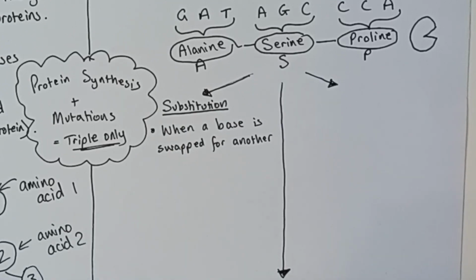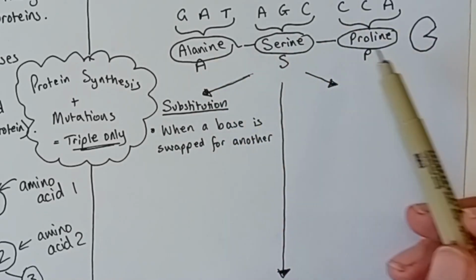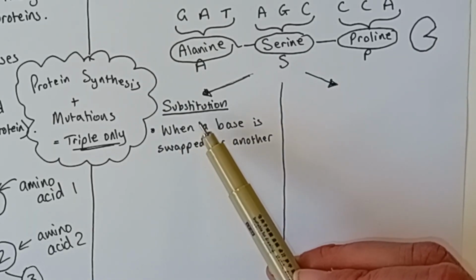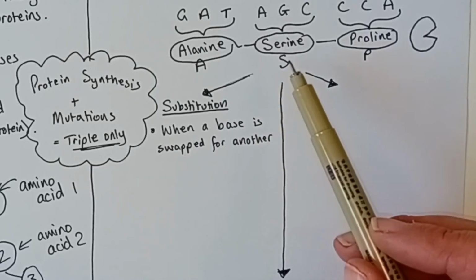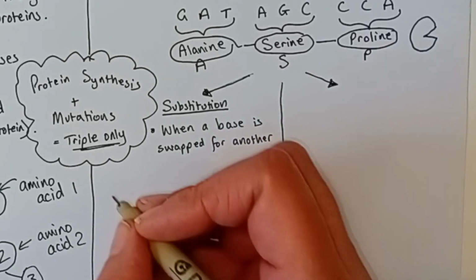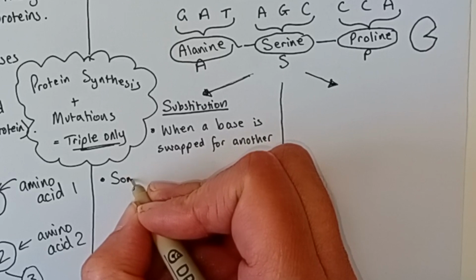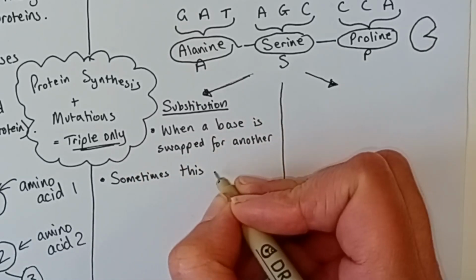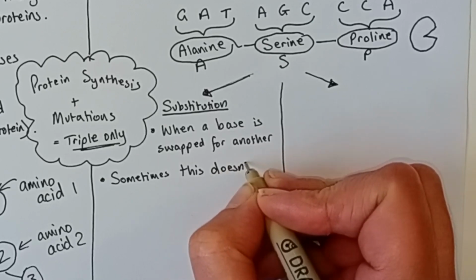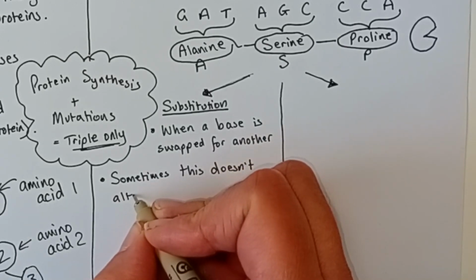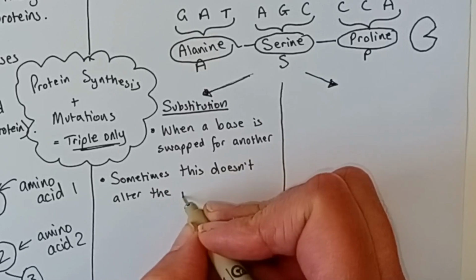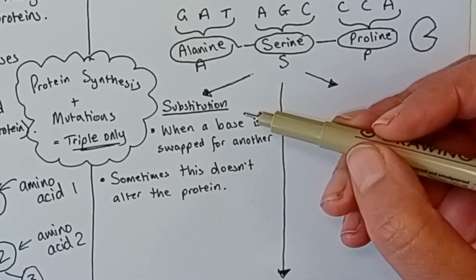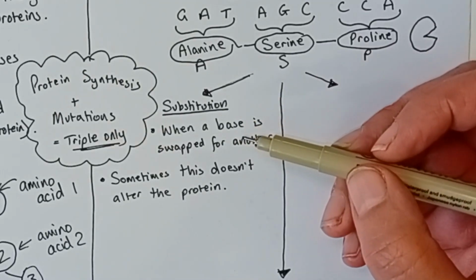Sometimes the swap will change the amino acid, so we'll change the protein. But the thing about substitutions is sometimes the swap won't change the amino acid, so it won't change the protein. So sometimes this doesn't alter the protein. So substitutions can have no effect at all. Let's have a look how this works.